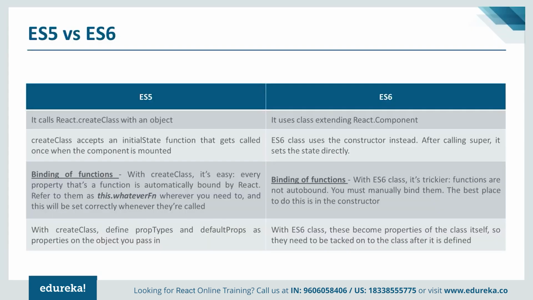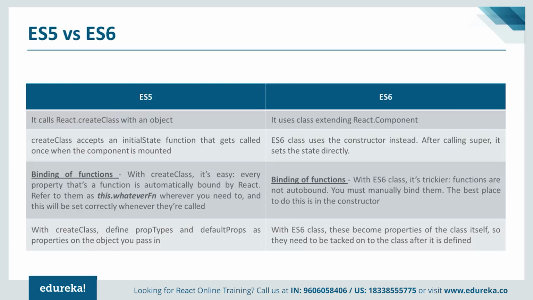What are the basic differences between ES5 and ES6 classes? This is very important to understand. As we saw, ES5 calls React.createClass with an object, and ES6, on the other hand, uses a class extending React.Component. In ES5, createClass accepts an initial state using the getInitialState function that gets called once when the component is mounted. Instead, the ES6 class uses the constructor. After calling super, it sets the state directly, which we saw in the demo.